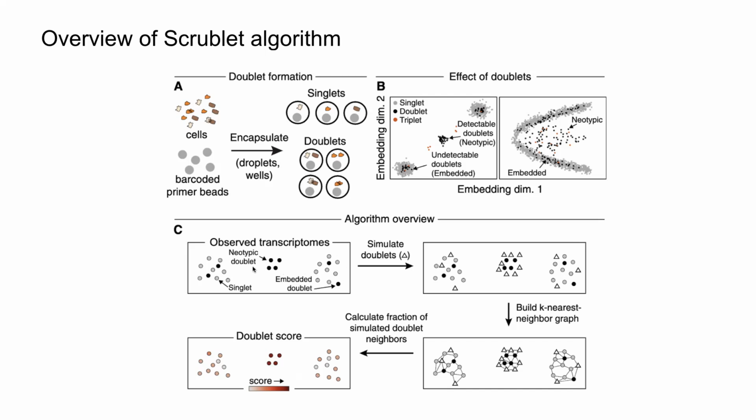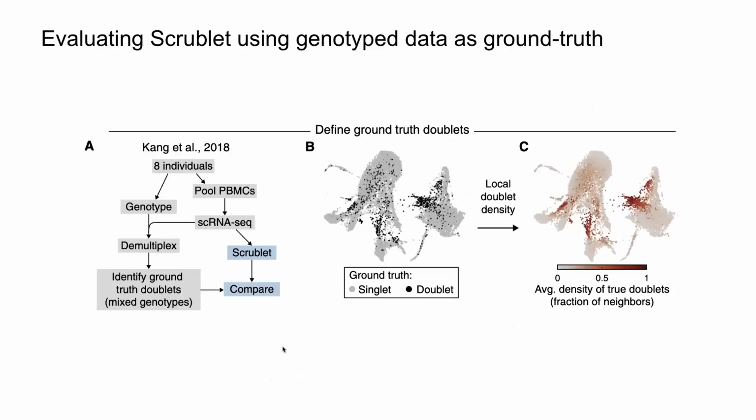And yeah, just like I was saying, the first thing they do is essentially simulate these doublets, and they build this k nearest neighbors graph and calculate the fraction of simulated doublet neighbors to give a doublet score to each cell. Okay, so the way they evaluated this, it kind of makes sense: they have genotyped individuals and then they analyze them together so that they know which individual each cell came from. So if they have reads from 2 different individuals, they know for sure it's doublets. So they have some ground truth there. And then they can see how good their algorithm is by seeing how much it picks up on the ground truth doublets.